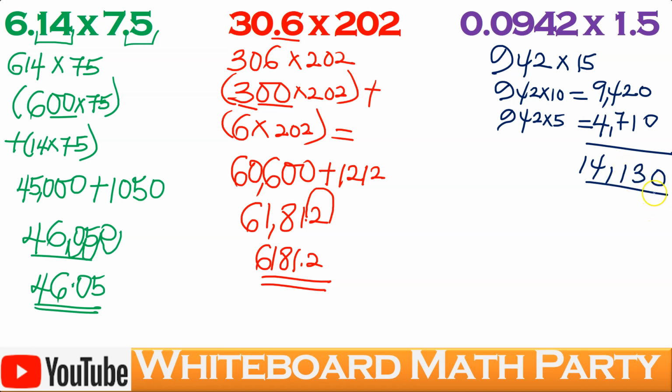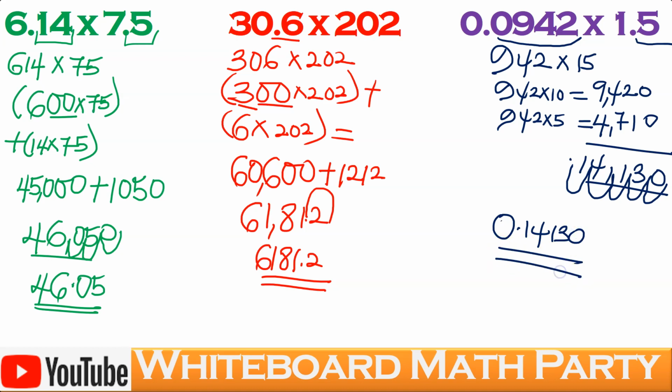14,130. Don't stop there. The next thing is to count how many numbers that appeared after the decimal place. For the first number, we have 4 digits after the decimal place. And for the next one, we have 1 digit after the decimal place. So altogether, we have 5 digits after the decimal place. Now let's count. If we count back 1 place, 2 places, 3 places, 4 places, 5 places, our decimal point comes just before the number. So our answer ends up being 0.14130. This is our answer. Or you can write it as 0.1413. It's the same thing.